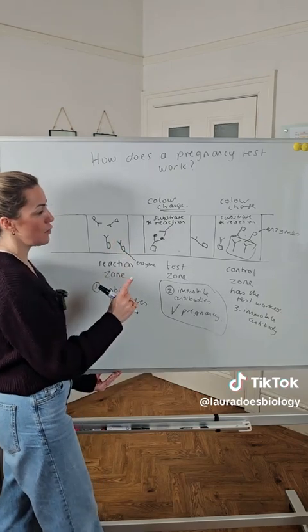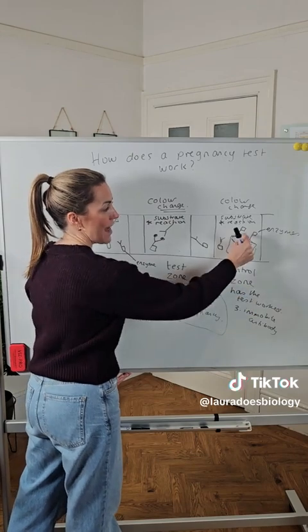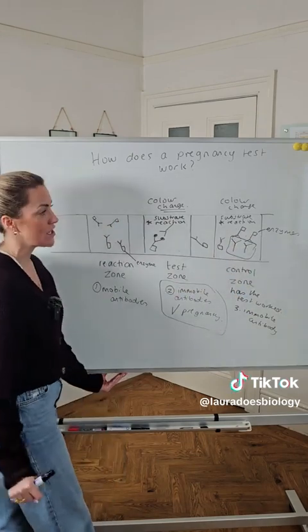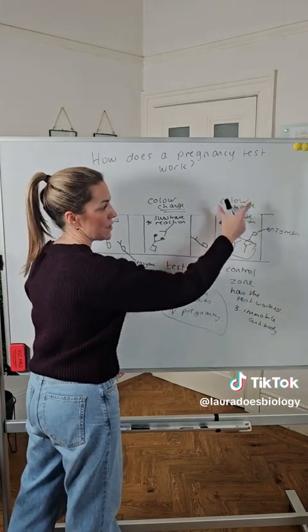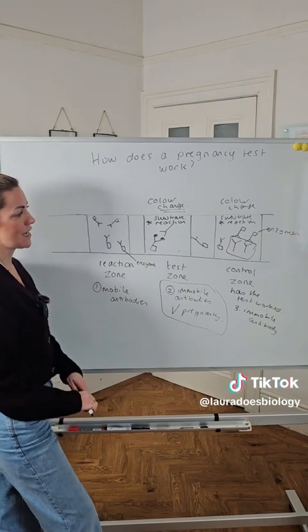Any free antibodies that did not bind in the test zone will carry on to the control zone and they will bind to the third antibody, which is fixed here. So you will get enzyme with substrate and you would get a colour change in the control window as well, just to show the test has worked.